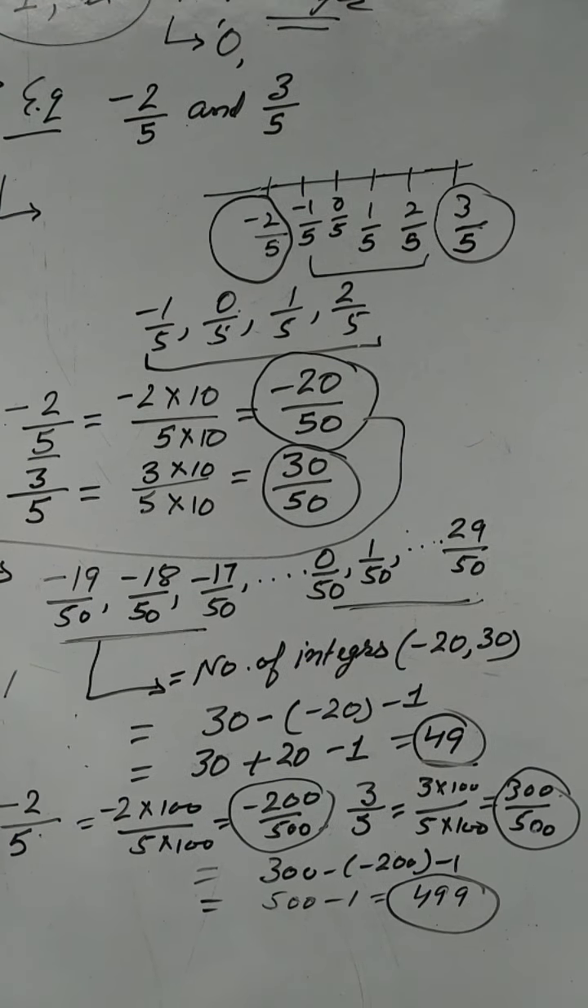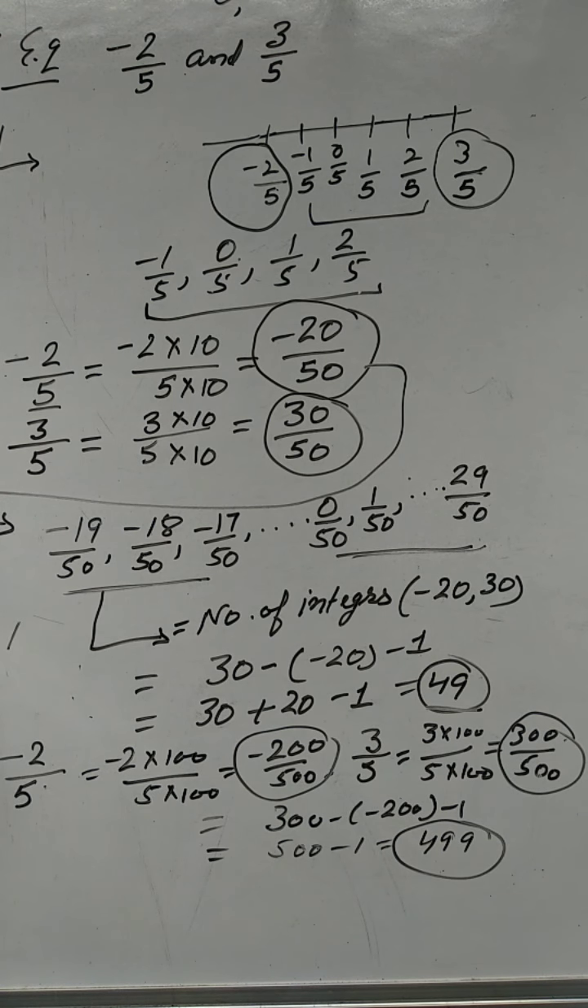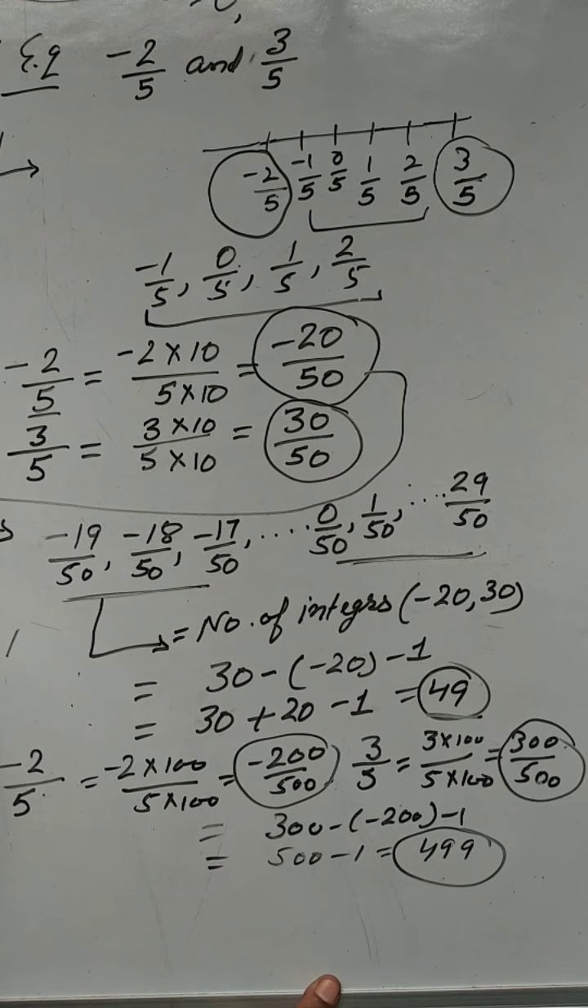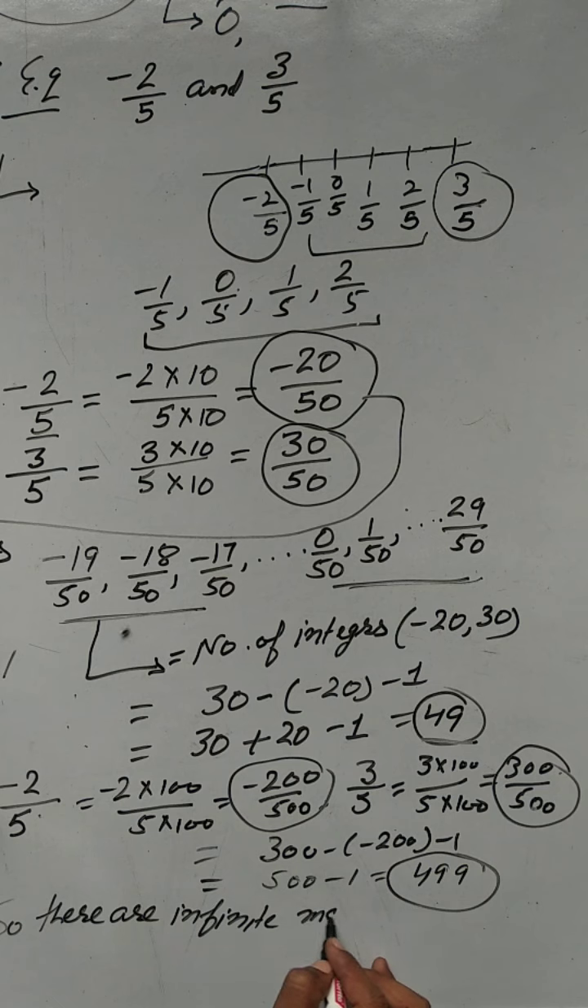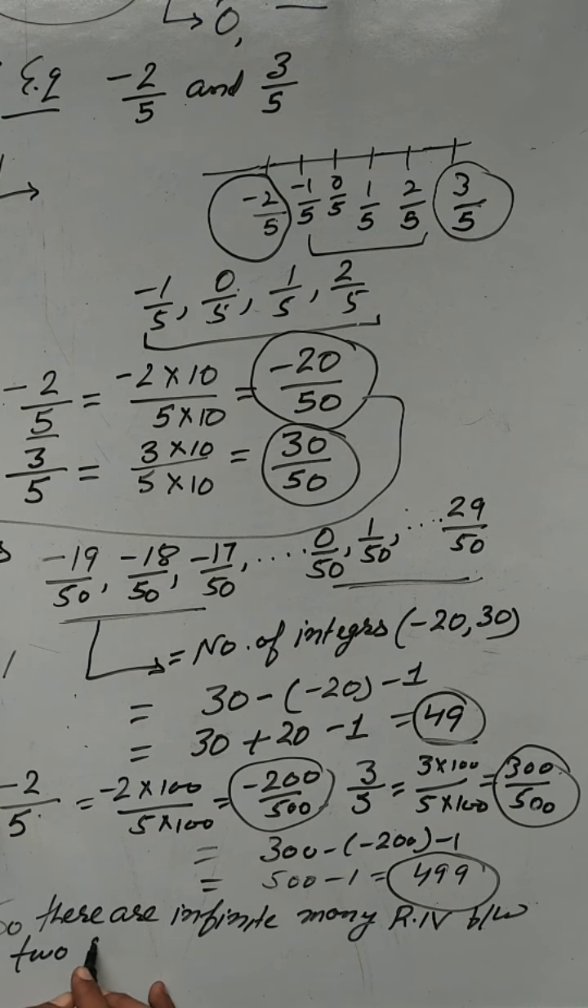So beta, I come to the result: there are infinitely many rational numbers between two given rational numbers. Understood beta?